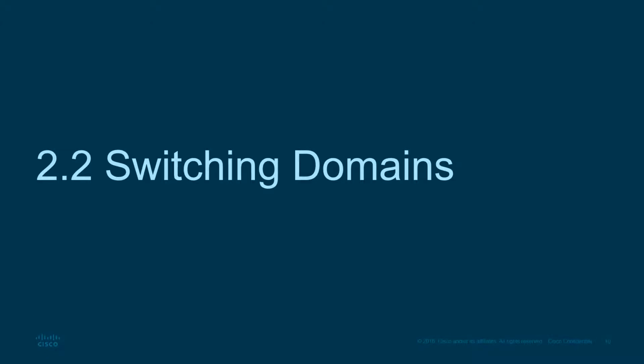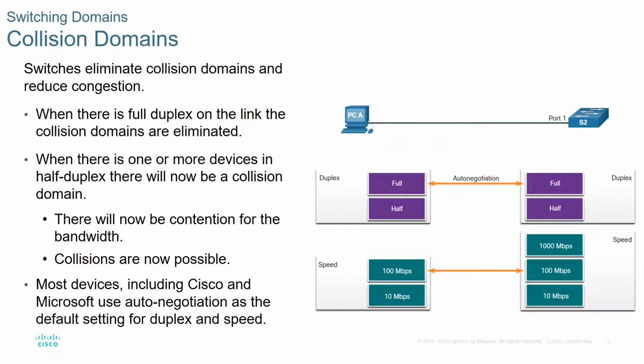Switching domains. Collision domains. Switches eliminate collision domains and reduce congestion. When there is full duplex on the link, the collision domains are eliminated. When there are one or more devices in half duplex, there will now be a collision domain. There will now be contention for the bandwidth. Collisions are also possible. Most devices, including Cisco and Microsoft, use auto-negotiation as the default setting for duplex and speed.